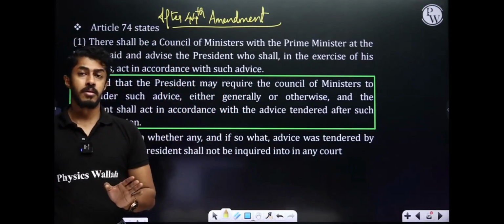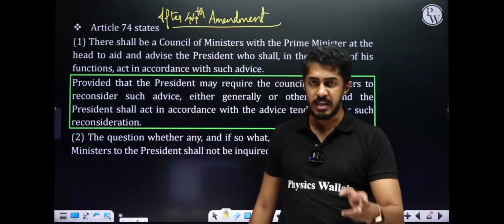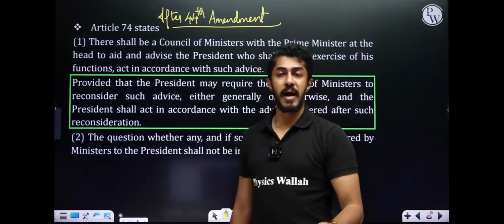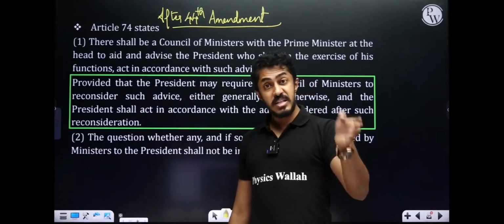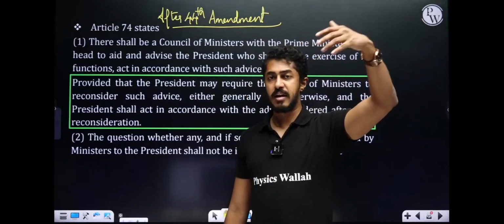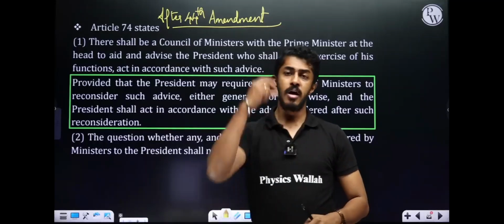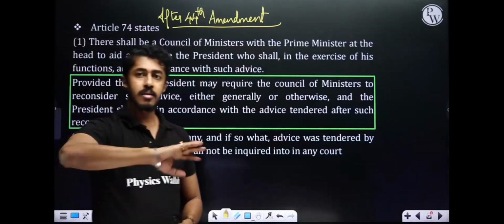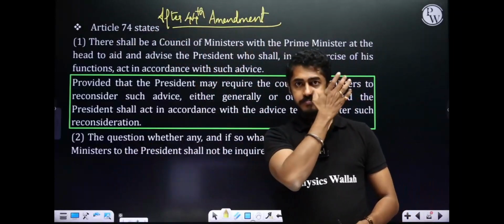That is the point here. The 44th Amendment brought in a new clause where it basically said that the first time any advice is given, it can be sent back by the President to the Council of Ministers to reconsider it. But after such reconsideration, whatever decision is taken by the Council of Ministers, whether they decided to change it, did not decide to change it, or made slight modification, once it is sent back again, the President has no other choice other than giving the assent or acting in accordance with whatever decision is taken.